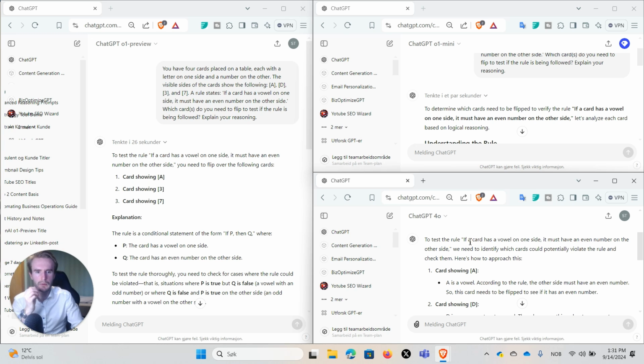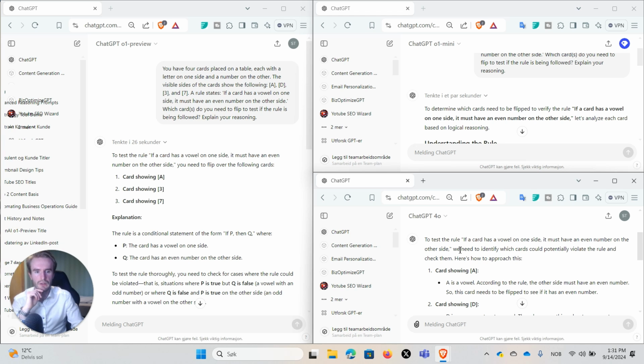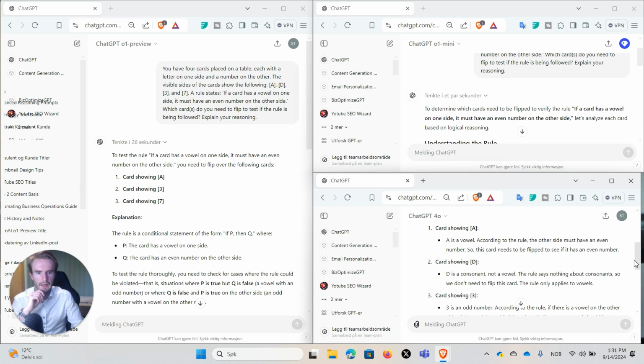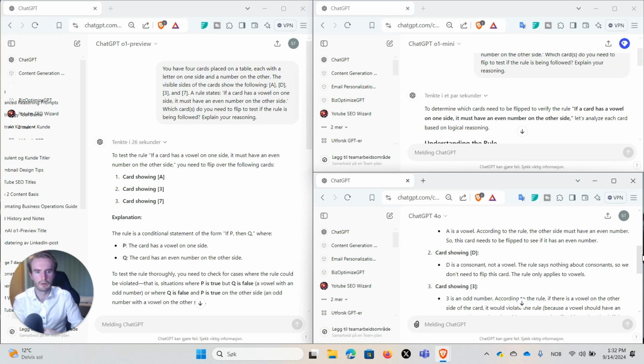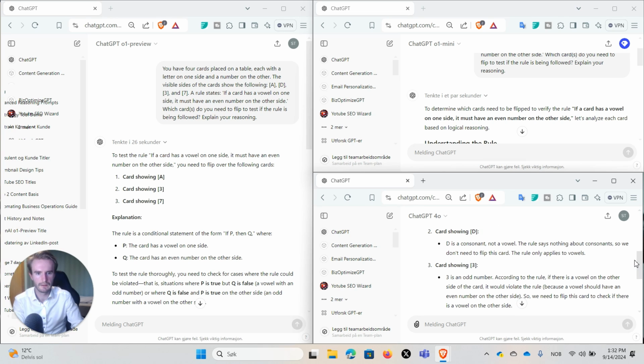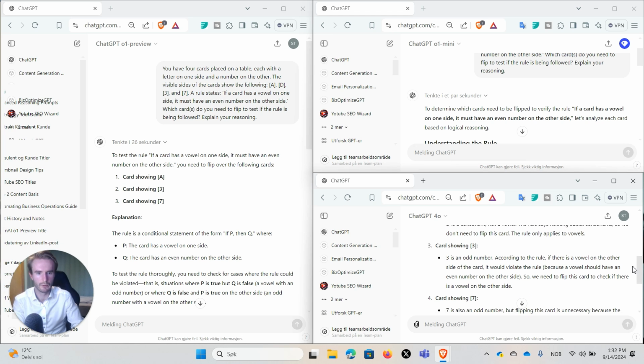To test the rule, if a card has a vowel on one side, it must have an even number on the other side, we need to identify which cards could potentially violate the rule and check them. Here's how to approach this. The card showing A is a vowel. According to the rule, the other side must have an even number, so this card needs to be flipped. The card showing D is a consonant, not a vowel. The rule says nothing about consonants, so we don't need to flip this card. The rule only applies to vowels.